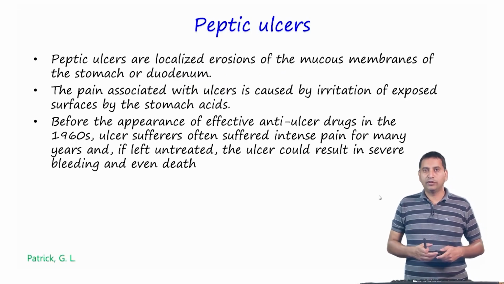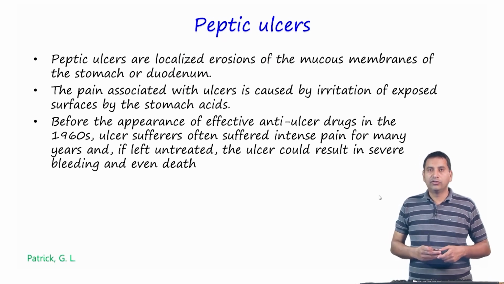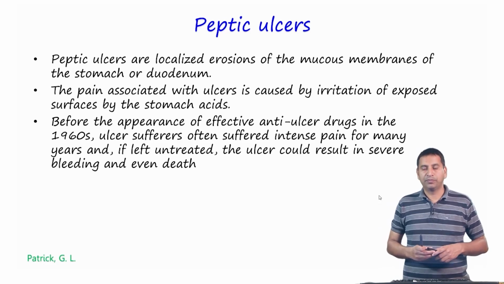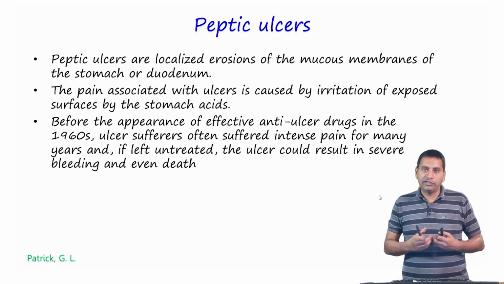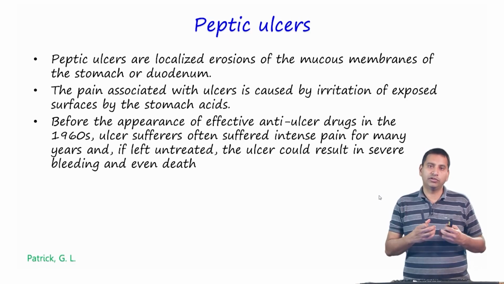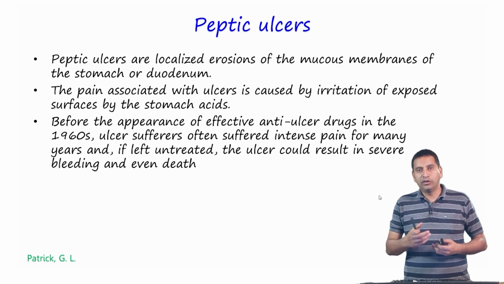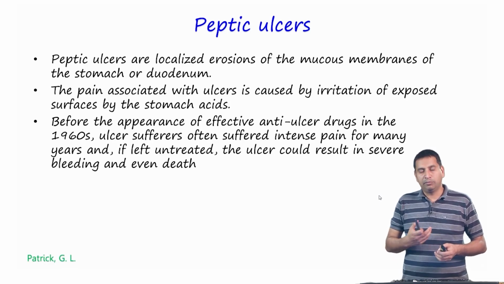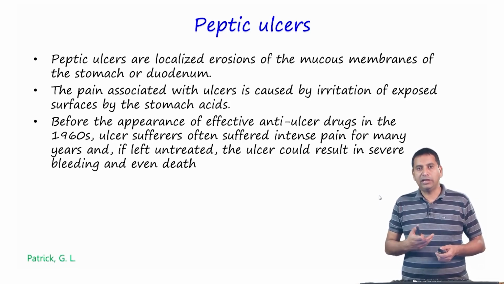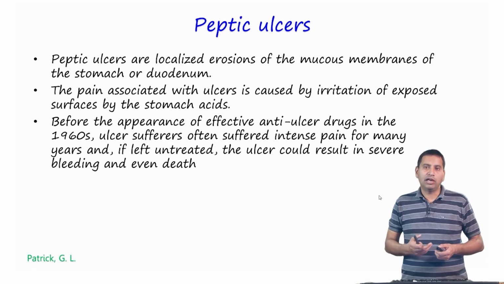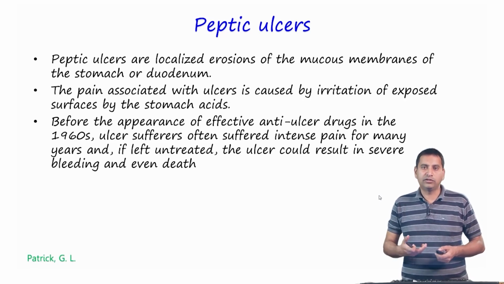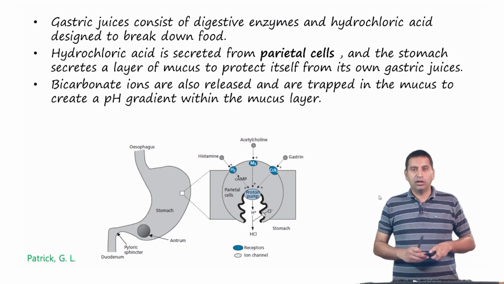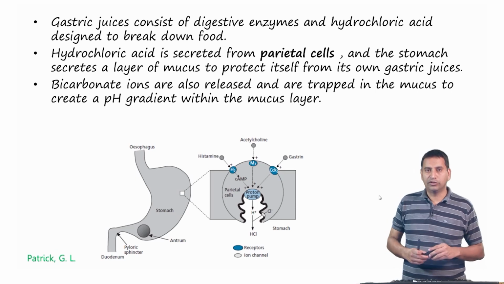So, just to give you a brief introduction to peptic ulcers. These occur when there are erosions in the mucous membrane of the stomach or duodenum. These ulcers can be extremely painful, especially when exposed to stomach acid. Before the appearance of effective anti-ulcer agents in the 1960s, people who suffered from ulcers had intense pain for many years. If you do not treat this, it can lead to severe bleeding and eventually even death.